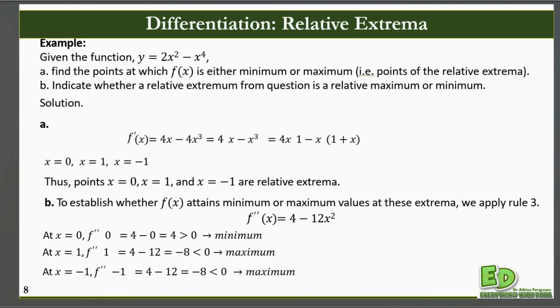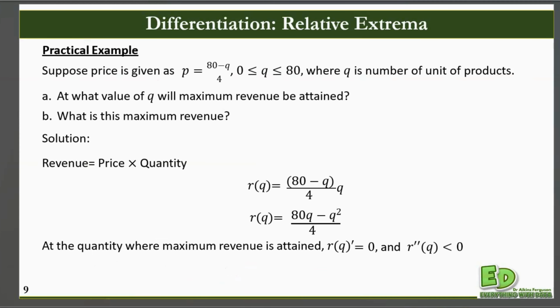I hope we get this general idea about relative extrema. Let's look at this example that will help us to apply this in the business sense. Suppose the price is given as P is equal to 80 minus Q all over 4, for the range 0 to 80, where Q is the number of units of product. At what value of Q will maximum revenue be attained? This is an application of the relative extrema. So we're talking about maximum revenue or total revenue.